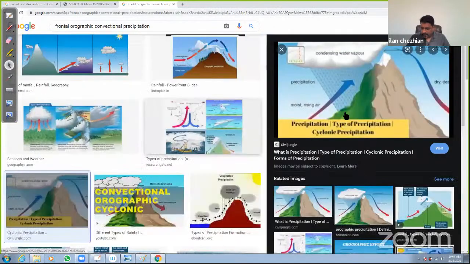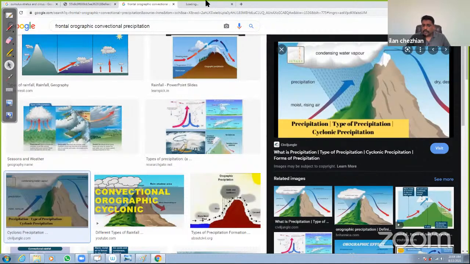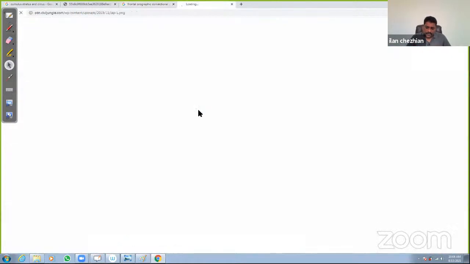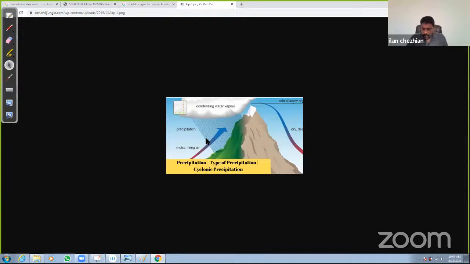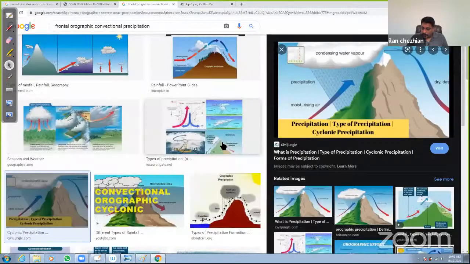and convectional precipitation. See, for example, whenever an air mass is rising using the slope of the mountain, am I right? So one side of the mountain you call the windward side, and the other side you call the leeward side, the rain shadow region. As it increases its height, it becomes cold and moist, it goes for condensation, and it results in precipitation. Am I right? So this type of precipitation we call orographic precipitation.